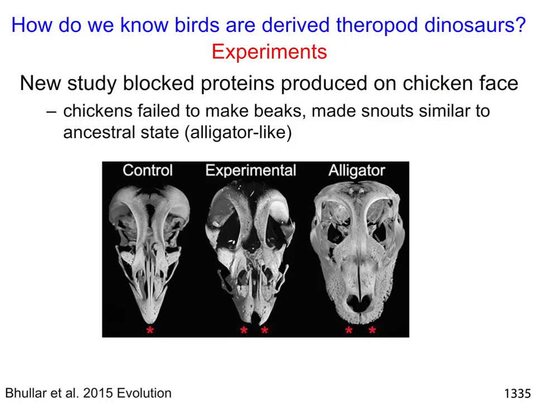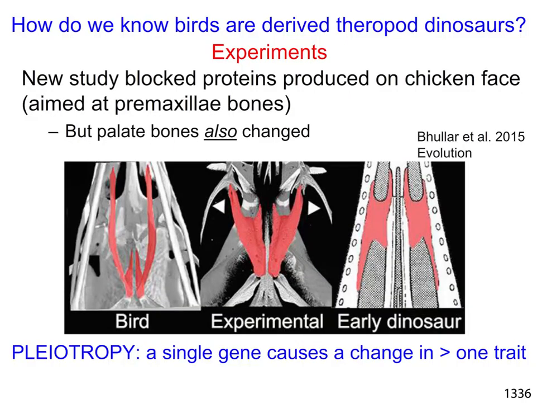How cool is that? Okay? Just by blocking these proteins, their snout changed and started to look like some of those ancestors from long ago. In this same experiment, once the proteins were blocked, the bones changed, okay, and the palate changed as well. So instead of having a beak, the palate, which is the upper roof of our mouth, also changed as well, okay? So a single gene caused a change in many traits.